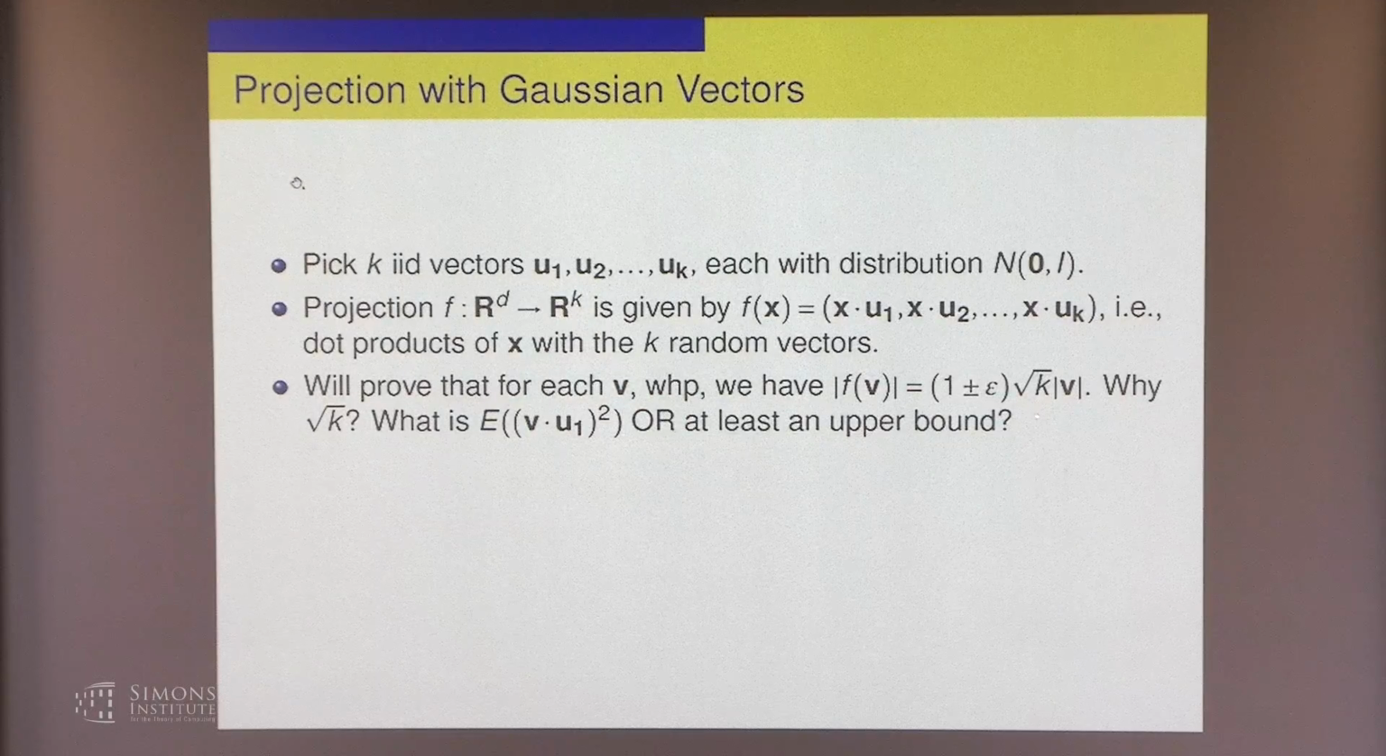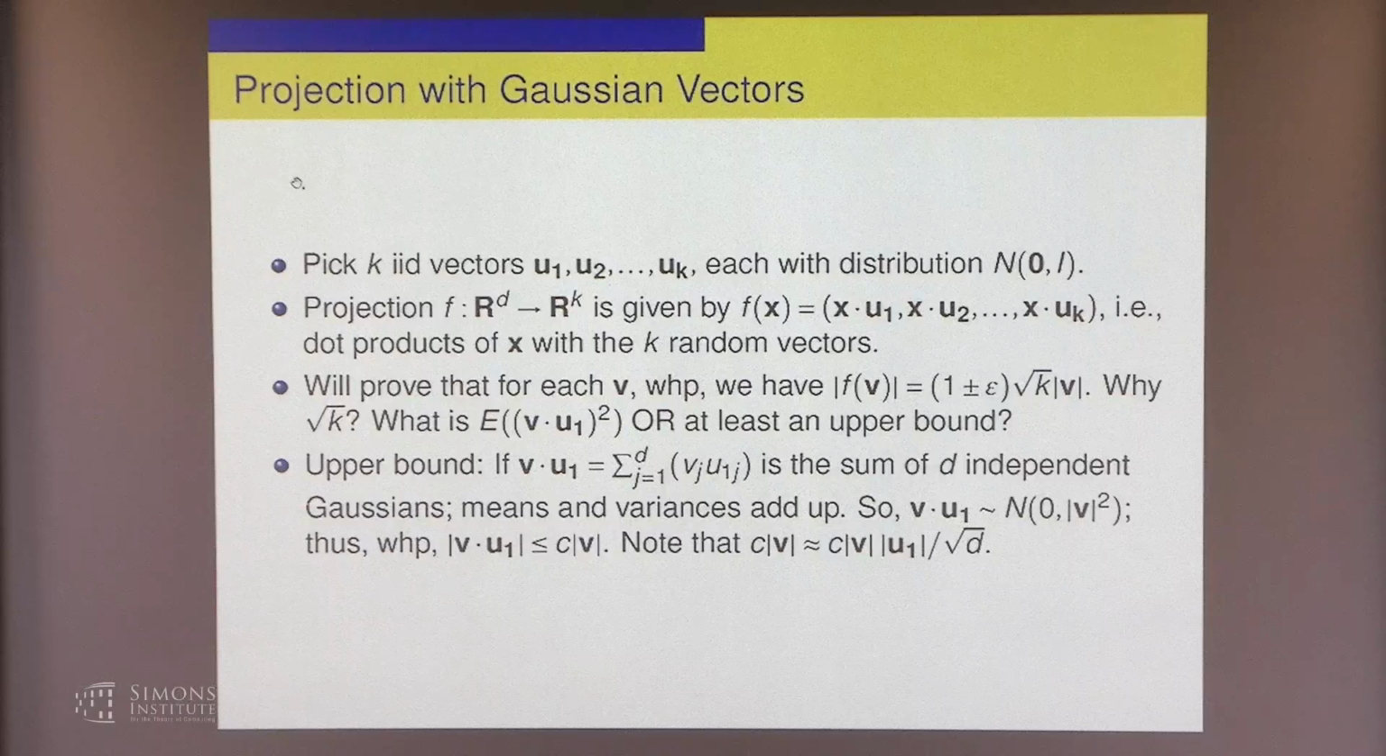The root k is natural. It's just a constant factor, so you can factor it out. I'm sorry, the u_i's are of length root n, but there are k of them. That's why the root k. Now, as you know, for a fixed vector v, v dot u is a sum of independent random variables, so it's also Gaussian distributed with this variance.